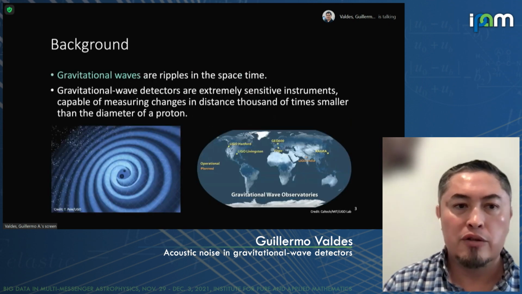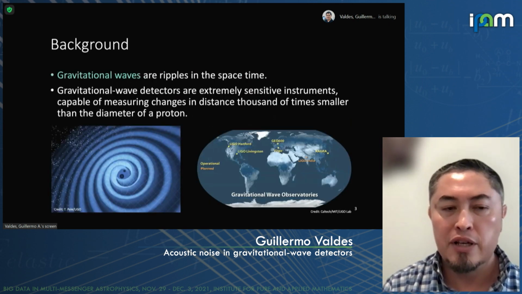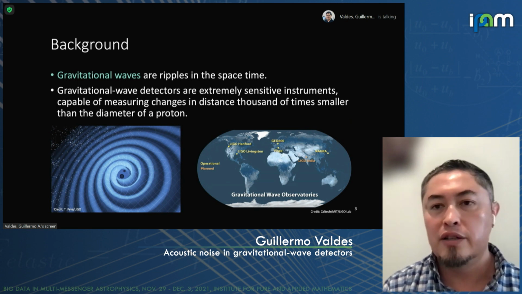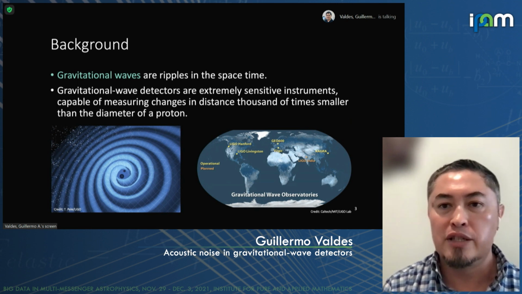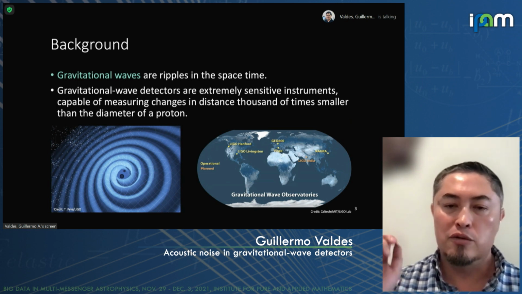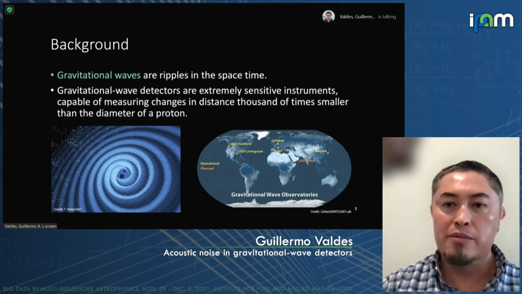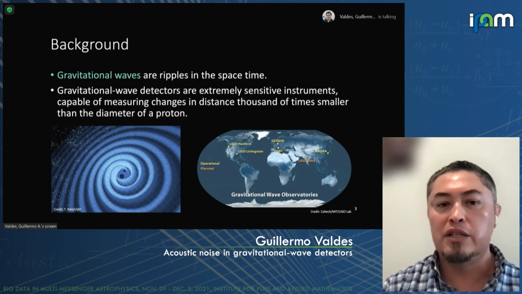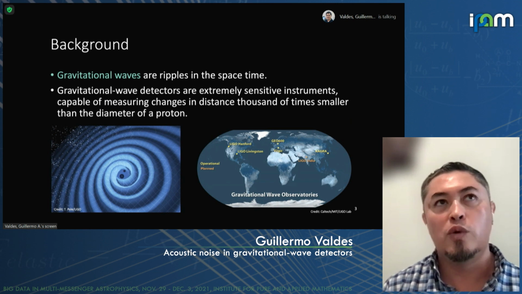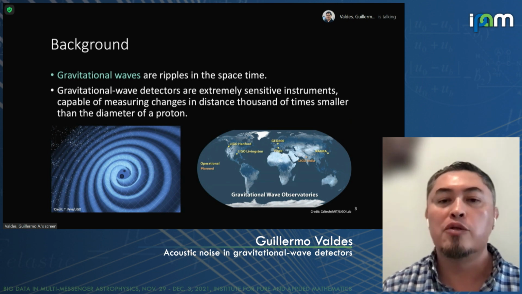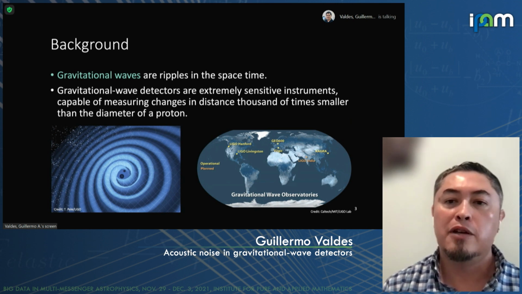First thing that I'm going to talk about very quickly: gravitational waves. What are these? They are ripples in space-time. Just imagine a pond and you throw a stone, and the waves that you see are something similar, but with space-time. These huge events produce gravitational waves big enough to be detected by the instruments that we have.